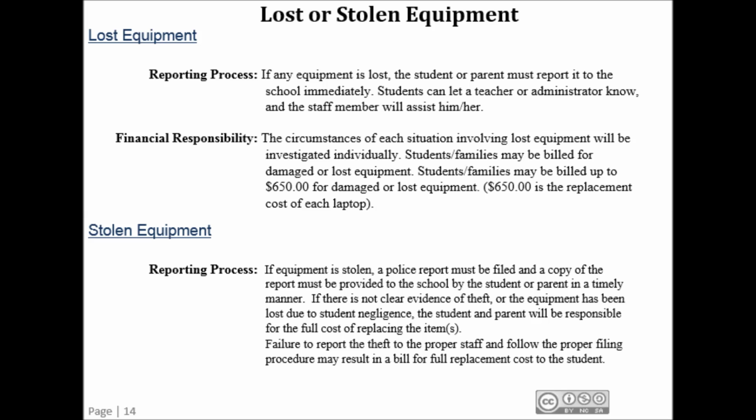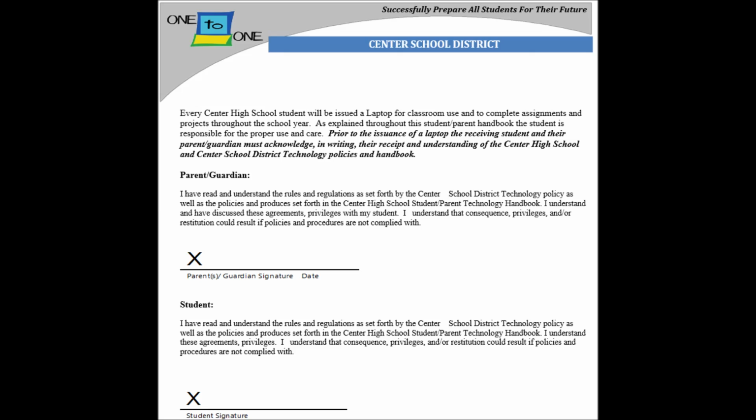Stolen equipment, the reporting process: if equipment is stolen, a police report must be filled out, and a copy of that report must be provided to the school by the student or parent in a timely manner. If there is no clear evidence of theft, or the equipment has been lost due to student negligence, the student and the parent will be responsible for the full cost of replacing the item. Failure to report the theft to the proper staff and follow the proper filing procedure may result in the bill for full replacement cost to the student.